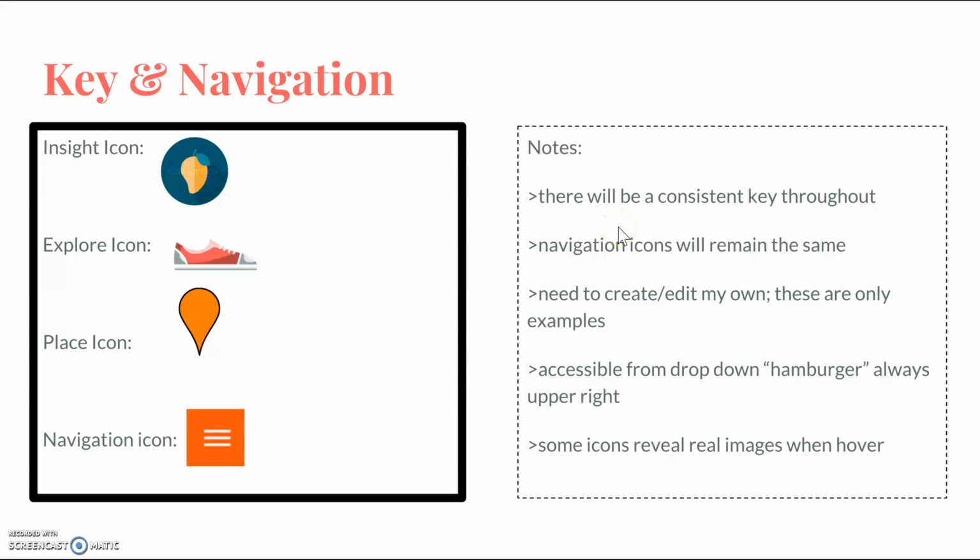One thing that's important to me is there's going to be a constant key in navigation that will drop down from this little hamburger icon. The three main ones would be an insight icon, an explorer icon, and a place icon. This is not what it's going to look like. It's just a general idea.